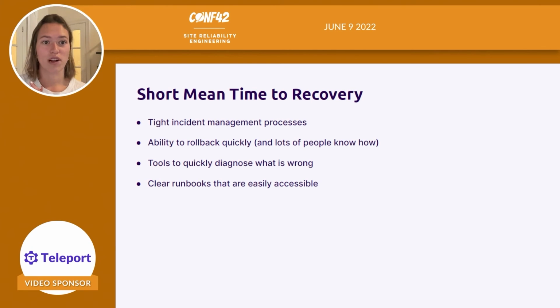So short mean time to recovery. The big difference here is having a tight incident management process. Again, knowing who to call when, having the ability to roll back quickly, having the tools needed to diagnose what's wrong, and having those clear runbooks easily accessible. And again, a thing that personally I learned from hearing about these 2 outages I went through is that you probably don't want the DNS for your status page to be the same as the DNS for your website. If your website's down, so is your status page. And you want to make sure that you're thinking about those things and keeping them separate.